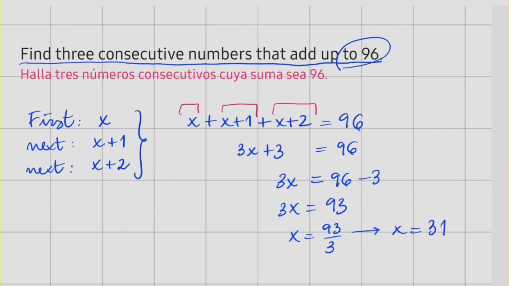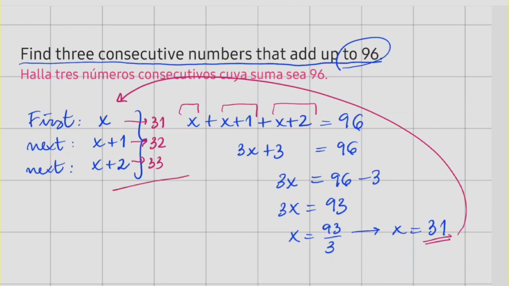Right? So now I've got to answer properly, because this is just the first number. So the first number is 31, and I need to state clearly in the problem that the following number must be 32, and the last number must be 33. Now, if we sum them up, we get 1, 2, and 3, that makes 6, 3, 3, and 3, and that makes 96, you see? So this is the correct answer.